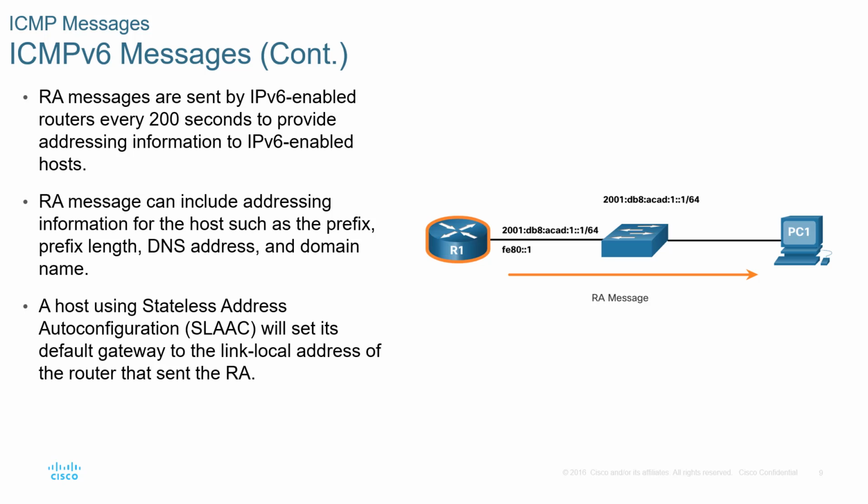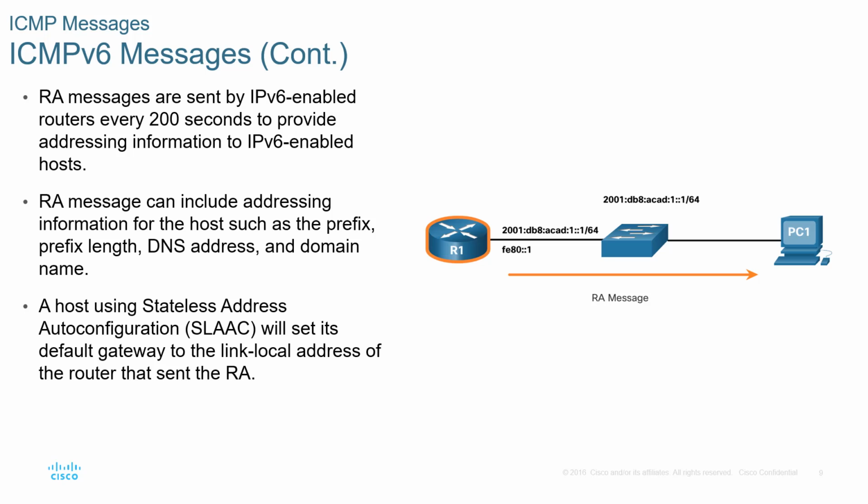So hosts don't even have to send a solicitation message unless they want to receive the update quicker than the 200 default seconds. The RA message will include addressing information, the prefix, the network, the DNS, and if appropriate, a domain name. Not just DNS, but the domain name will be part of that router advertisement.